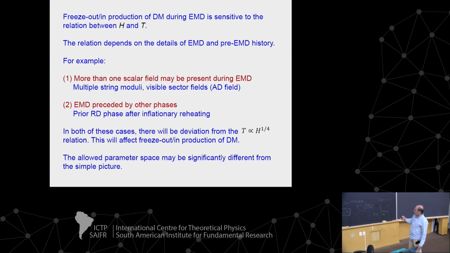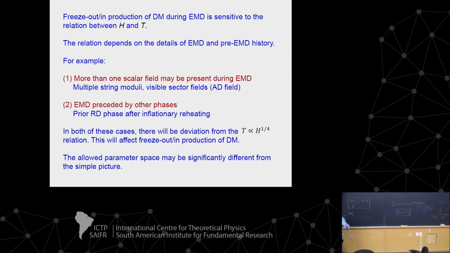And this has been some work we have done recently with my student. So there are two possibilities. During the EMD, actually more than one scalar field can be present. So one can have, for example, multiple string moduli, and since they are all decaying very slowly, they can both be present, having some energy in them. Or we can even have an observable sector scalar field present, like the Affleck-Dine field.